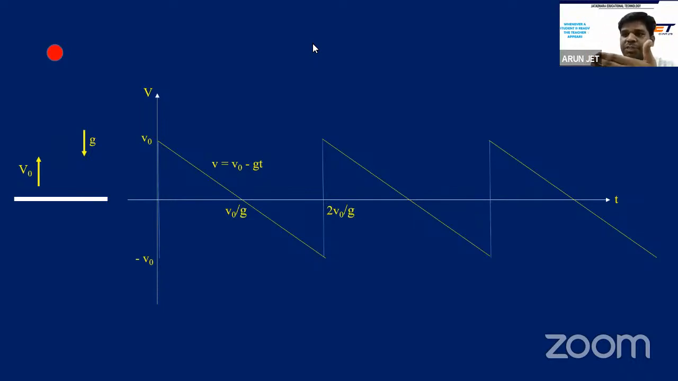Graph is a very powerful tool, students, for analysis. Graphical analysis is a very powerful tool. If you are strong in graphical analysis, you will rule in physics, not just in intermediate, but in engineering, or even if you become a physicist.